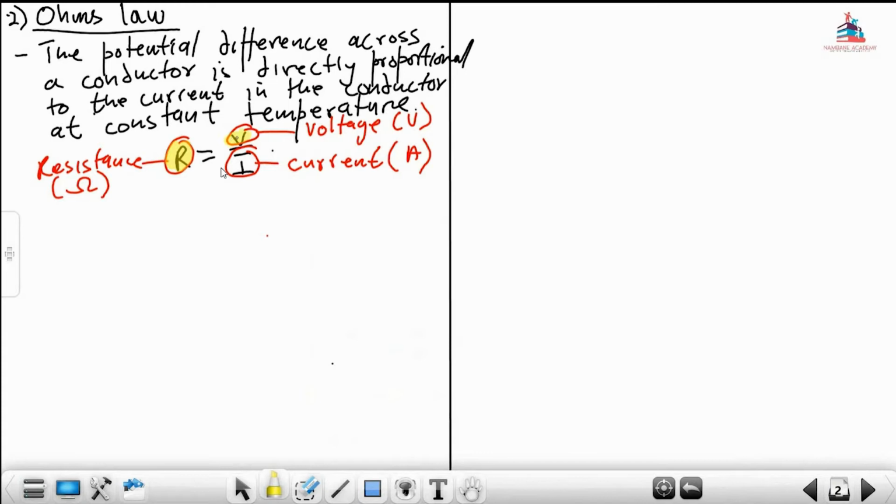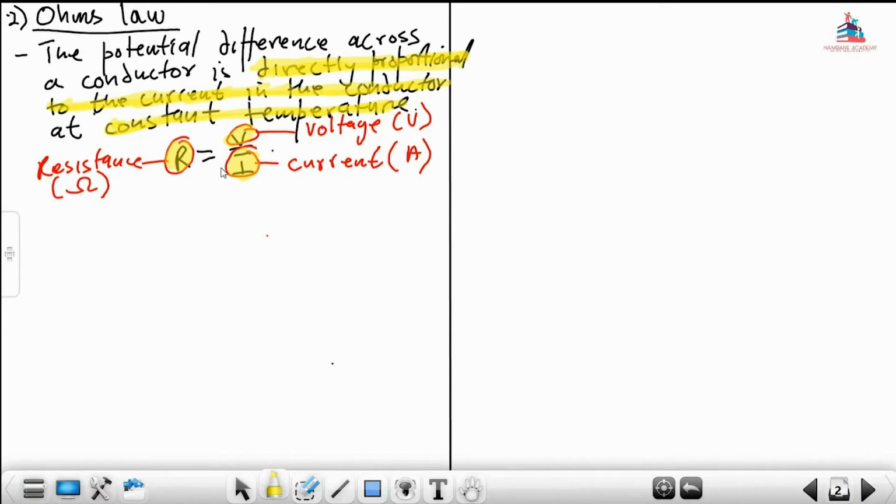It says the potential difference across a conductor is directly proportional to the current in the conductor at constant temperature. Remember, it's 2 marks or nothing, so it is always important to state all the key words, because if one is omitted, then no marks will be awarded, and we will start losing a lot of marks.